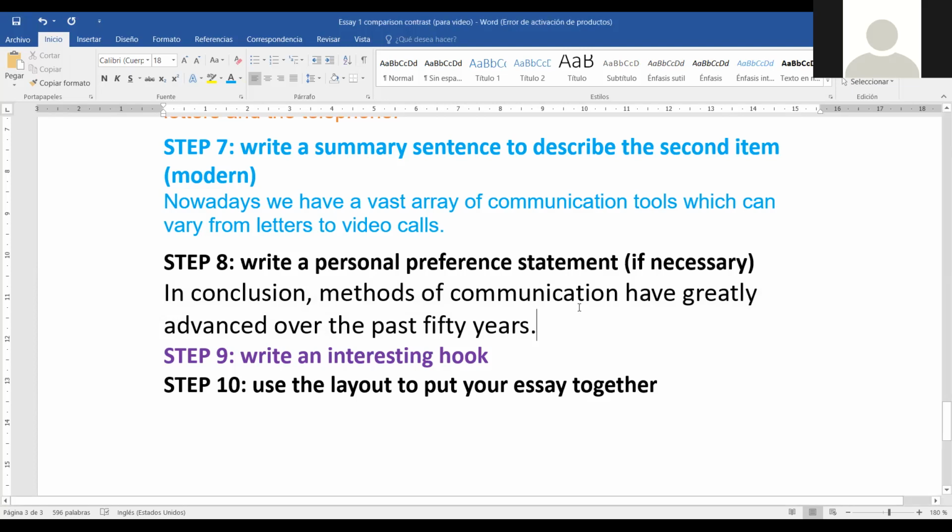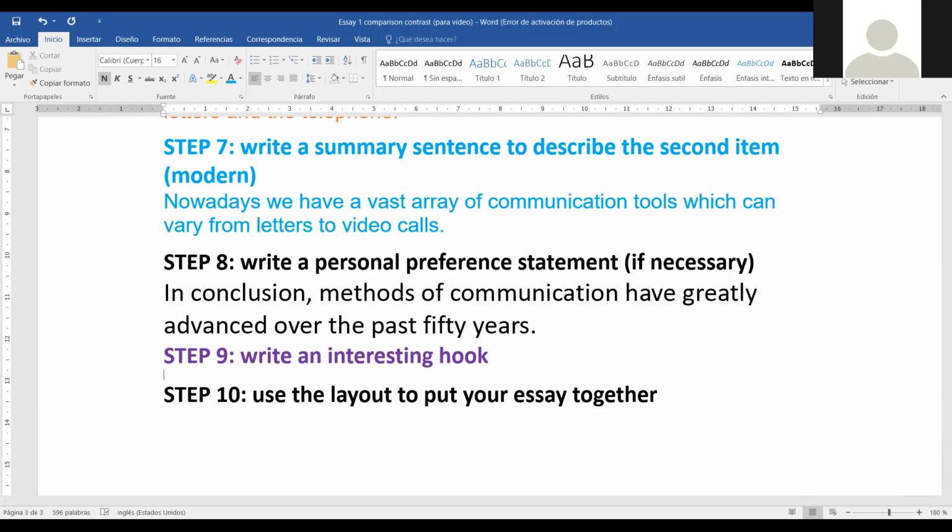Yeah, that's fine. Then a hook. What is a hook? Do you have any ideas about what a hook for an essay is, like Luis? Something that you write to keep the reader interested in what you're writing. Exactly, that's very good. A hook is something that calls the reader's attention. It's something that makes your writing interesting.